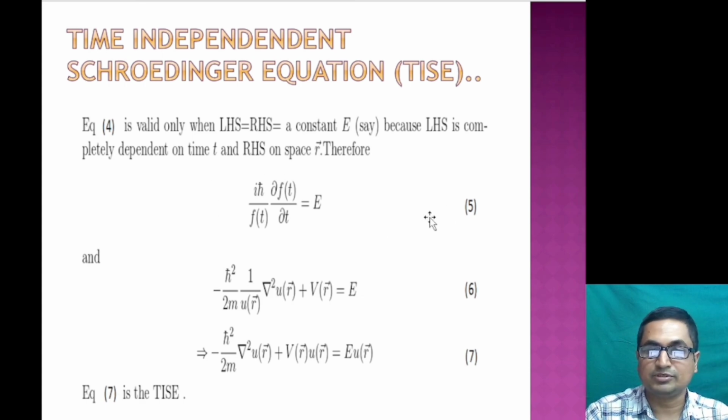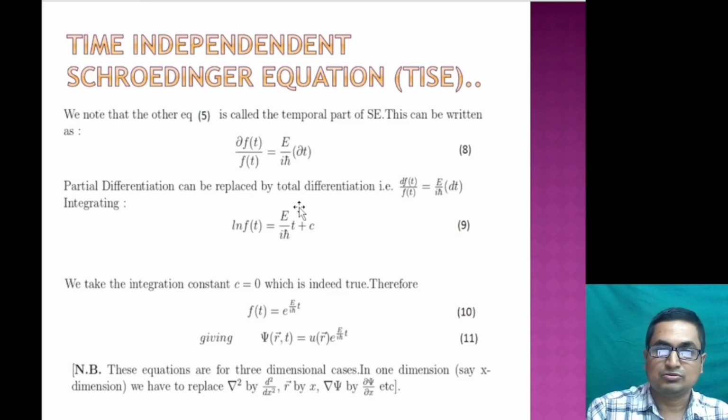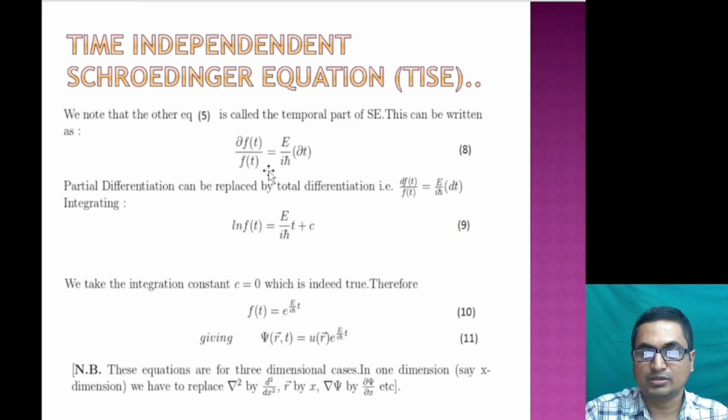Now we will take care of equation 5 also, which is taken to be the temporal part of the Schrödinger equation. Rearranging equation 5, we get del f by f equal to E by i h cross del t. Since the left hand side is dependent only on time t, and the right hand side also, there is no need of partial differentiation here. We simply have df by f equals E by i h cross dt, and once we integrate this quantity, this will be log f, and this dt integrates to t, and C is a constant of integration.